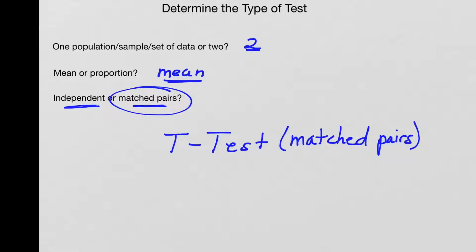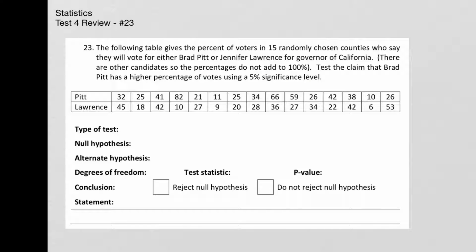We are going to enter the data, and for our data we're actually going to end up using list 3. We'll see that in just a minute. So when we say type of test, I'm going to write t-test, and then specify that this is a matched pairs type problem. All right.